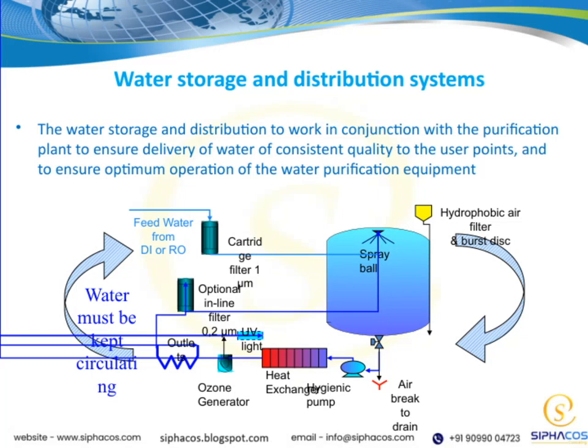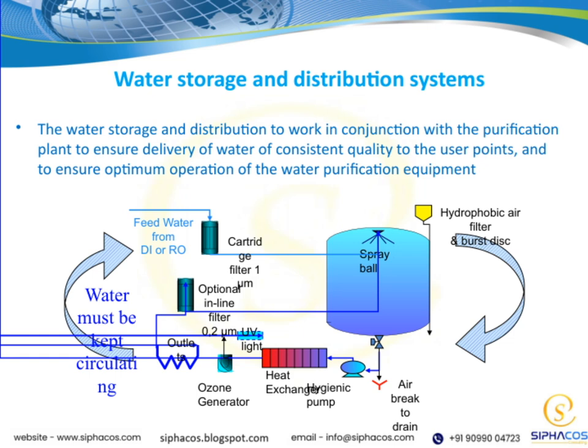Now, let's take a closer look at the key components involved in our water purification process. First, we have the hydrophobic air filter and burst disc, which play a crucial role in ensuring that gases and potential pressure buildups are safely managed. Moving along, the ozone generator is essential for sterilizing and disinfecting the water, providing a powerful oxidation process to eliminate contaminants. Next is the heat exchanger, which helps us control the water temperature efficiently during treatment.